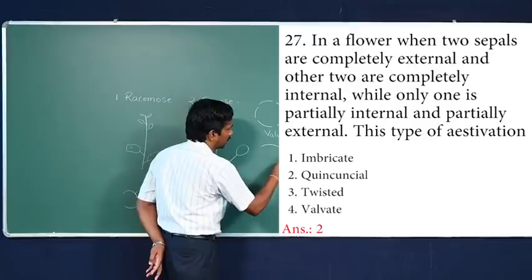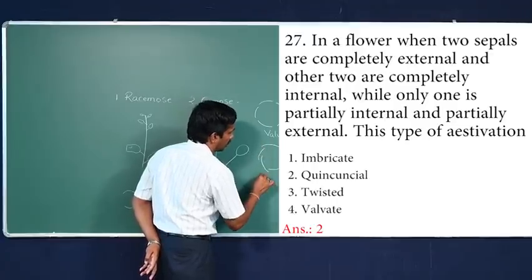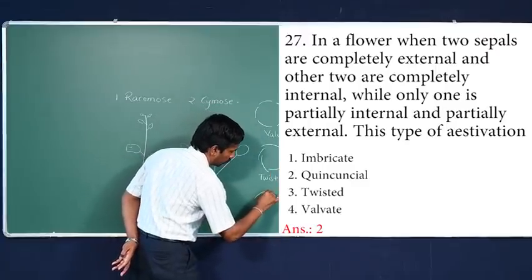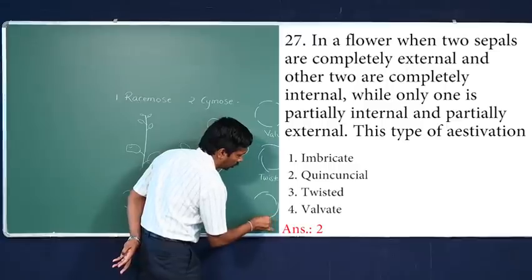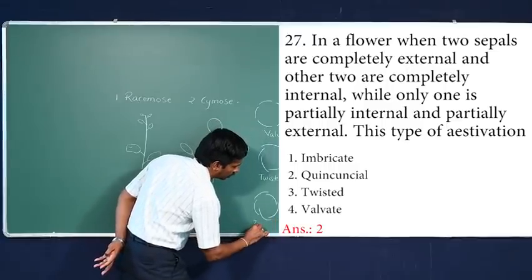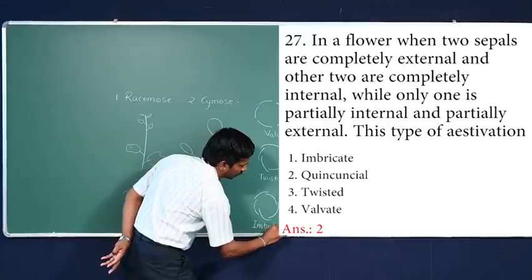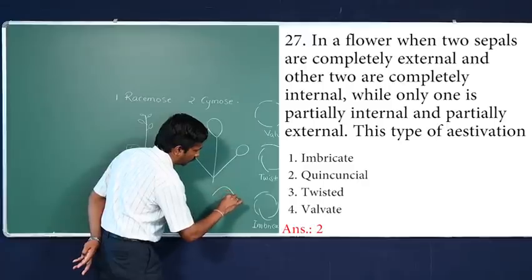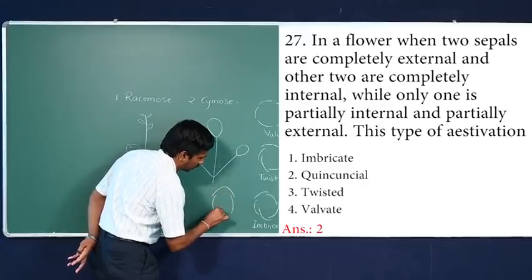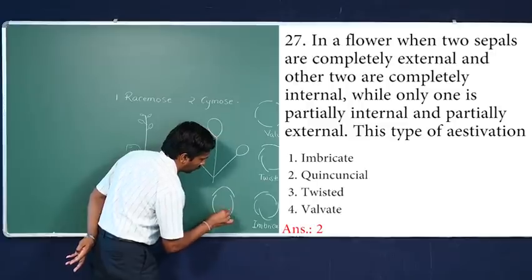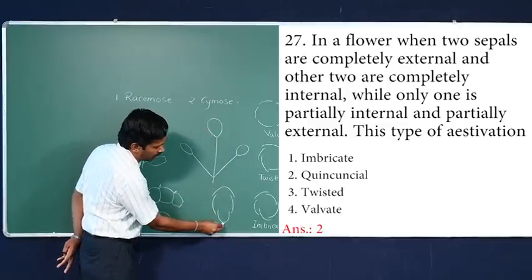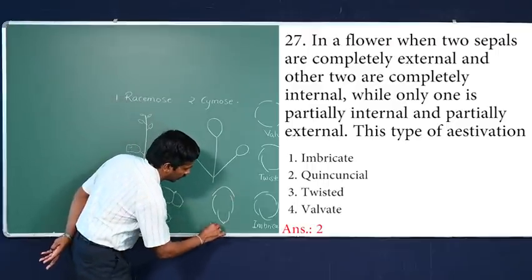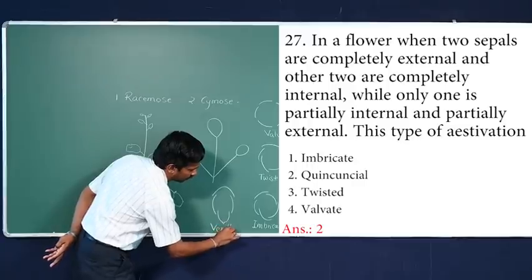Second one, one side in, one side out, that is called twisted aestivation. Third one, one completely in, one completely out, remaining in and out, and this is called imbricate aestivation. And the fourth one is vexillary, a type of imbricate aestivation characteristically found in members of Fabaceae. One completely out, one completely in, forming a combination of 2, and the other 2 are in and out, and this is called vexillary aestivation.